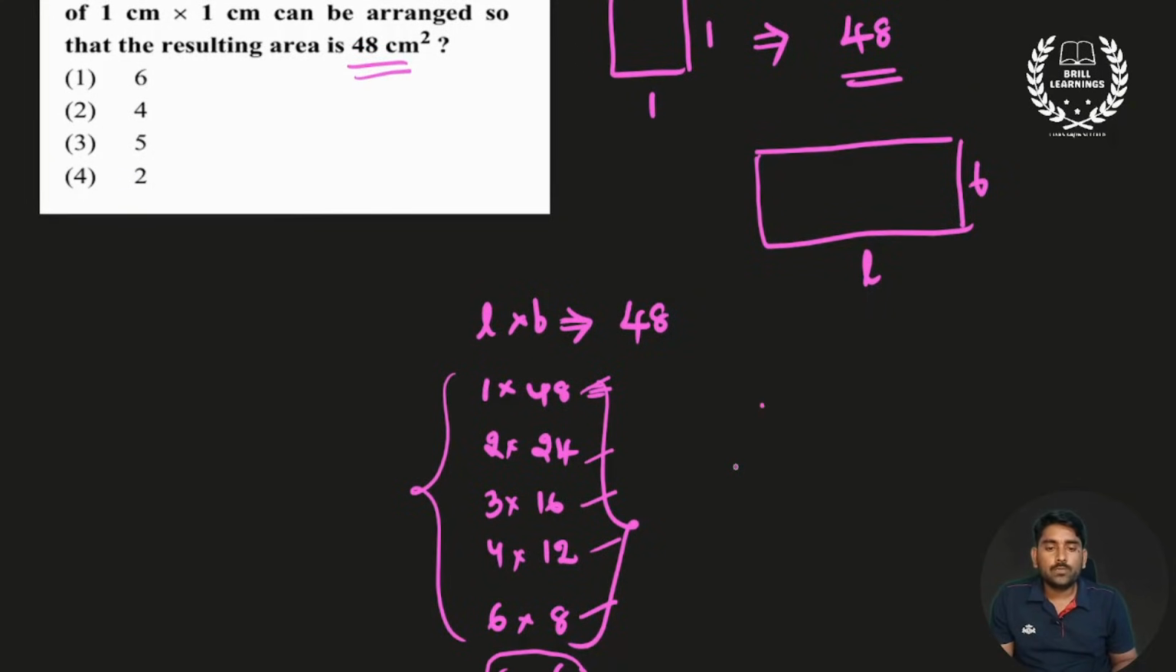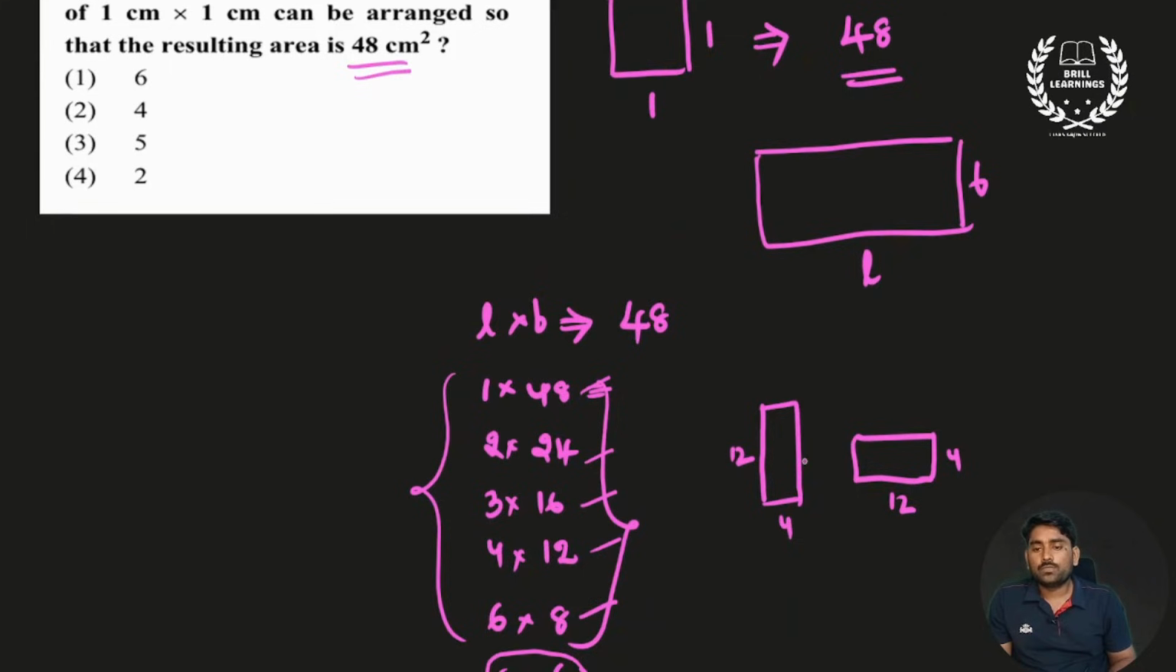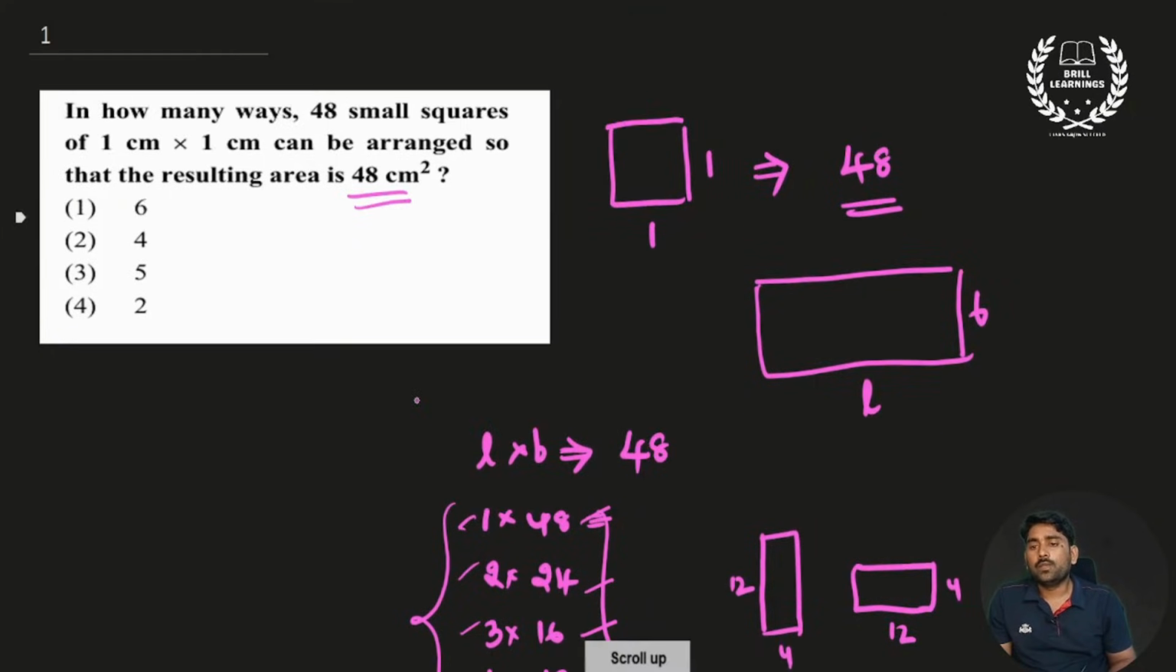Whether it is a vertical arrangement or a horizontal arrangement doesn't matter here, because the arrangement values are the same. Here we are using 12 and 4, here also 4 and 12. That is why we are taking only one unique value. So in this question we got 5 ways to arrange this. Let's move on to the next question.